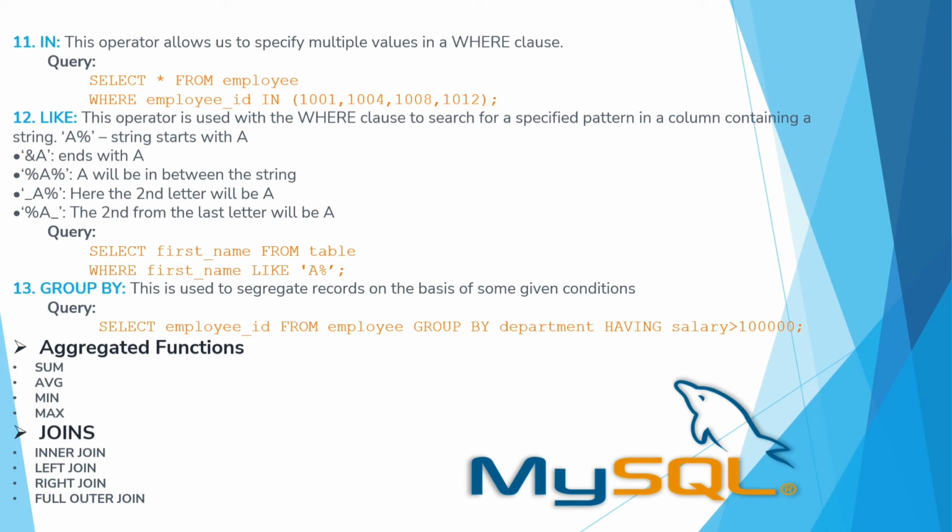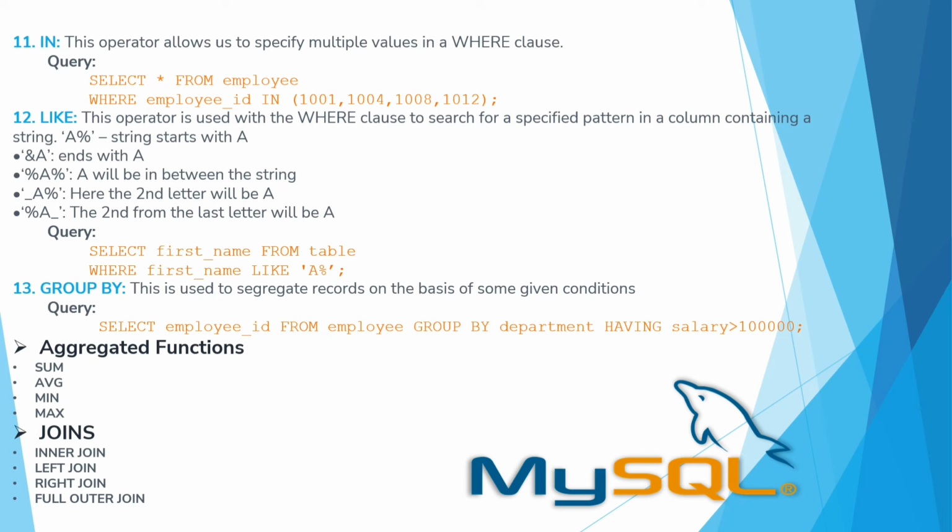Next, the IN operator. This operator allows us to specify multiple values in a where clause. Its sample query is like select star from employee where employee ID in 1001, 1004, 1008, 1012. So all the records having these employee IDs are fetched from the table.